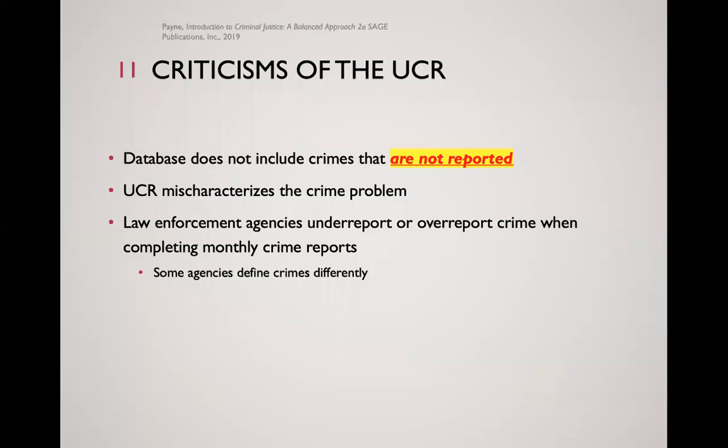Very important criticisms of the UCR. Obviously, I've already talked about how the database does not include crimes that are not reported. Only crimes that are reported to police departments are a part of the UCR. The UCR also mischaracterizes the crime problem, and one of the main reasons is this third bullet point: law enforcement agencies underreport or overreport crime when completing monthly crime reports. It happens all the time. Is it completely ethical? No. Is it averages rounding up, averages rounding down? Yes. It's just the logistics of the UCR and of crime rates.